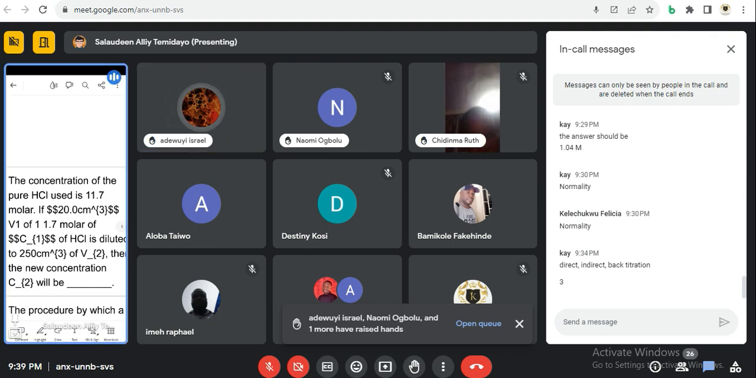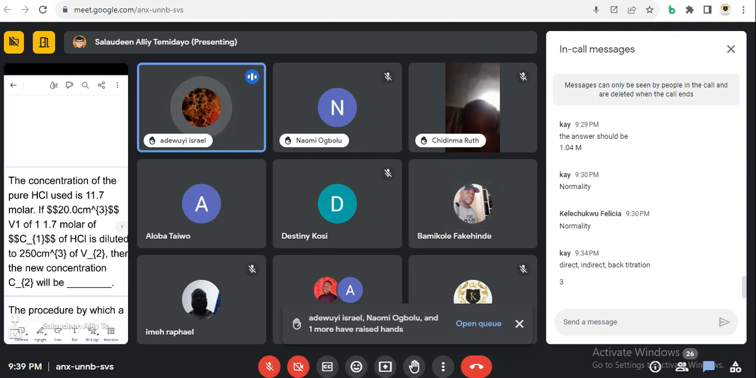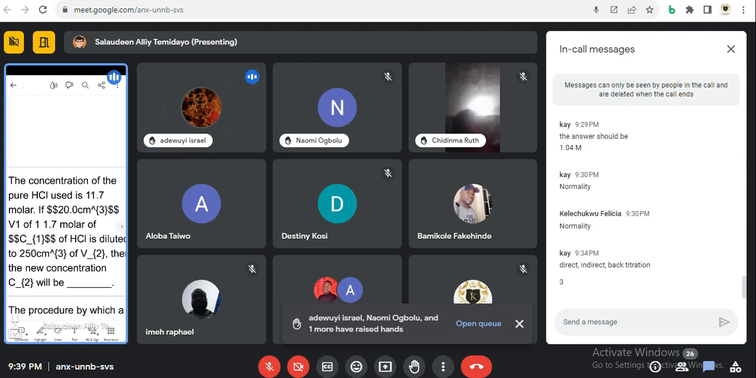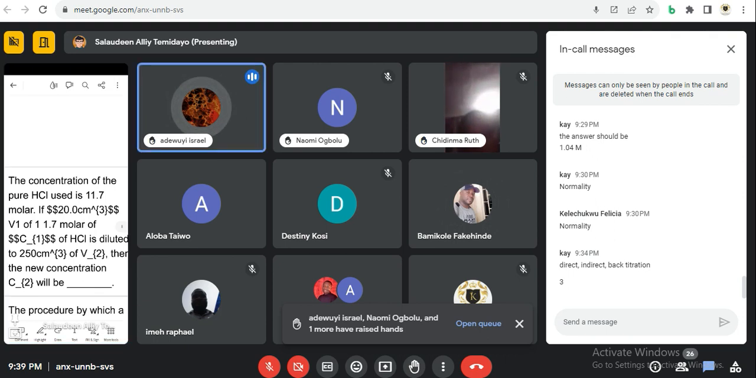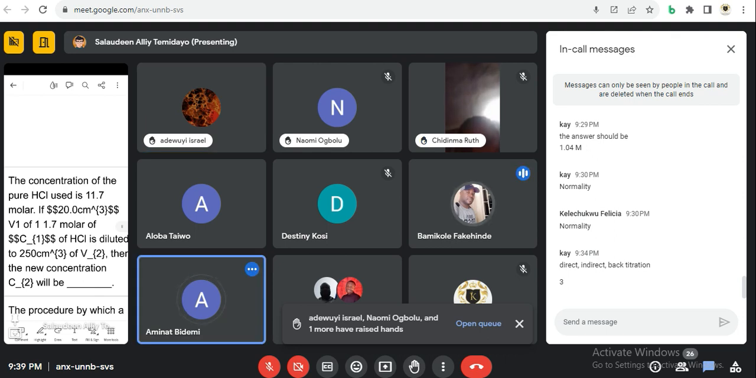We have V2, which is 250 cm cube. So make C2 the subject: 11.7 times 20 over 250. That's 23.4 divided by 250, which would be 0.936 mole per dm3.